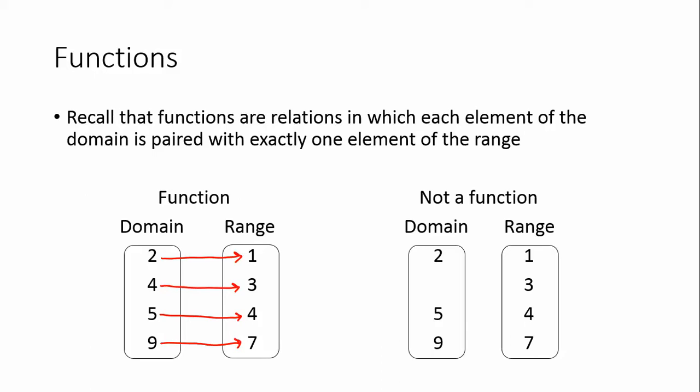On the right, we have an example of a relation that is not a function. We have 2 that's being paired with 1 and 3, 5 paired with 4 and 9 paired with 7. You can think of these as ordered pairs. But because the 2 is paired with 1 and 3, essentially the domain is being repeated, it's not a function. So anytime the domain is repeated, it's not a function.